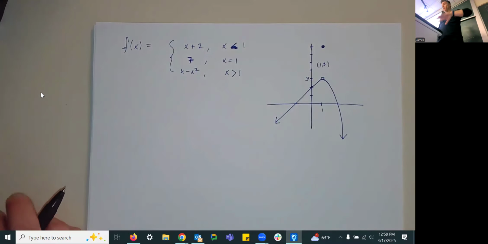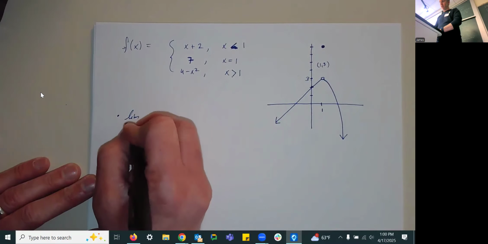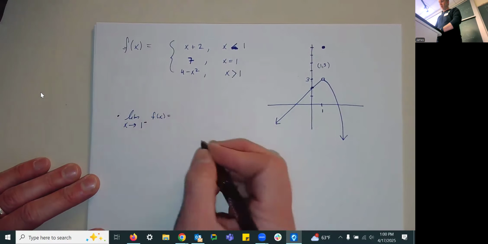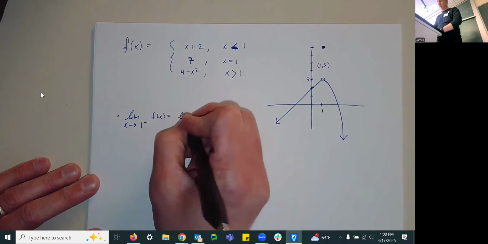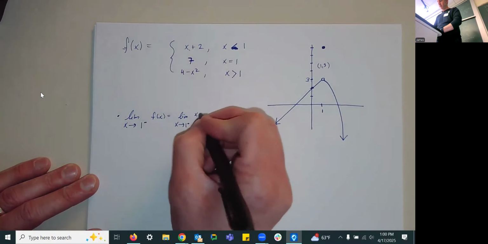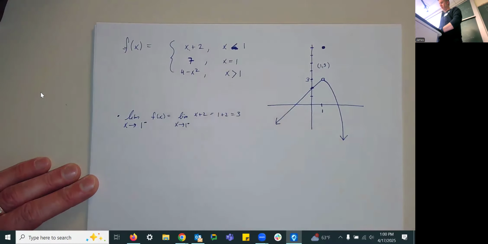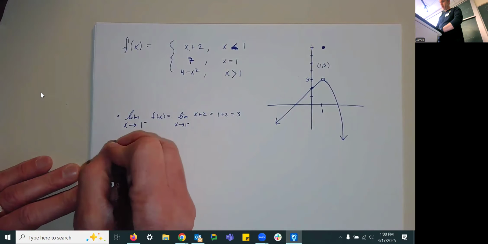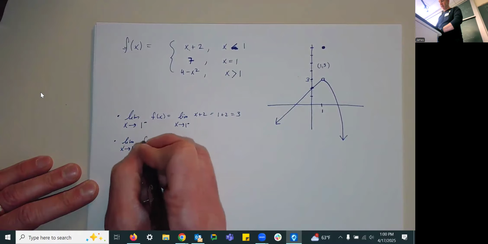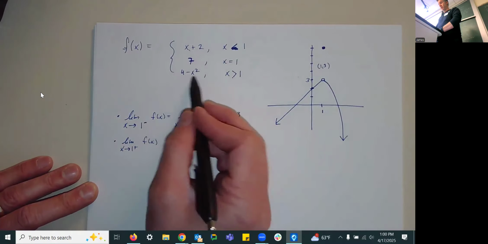Let's write it down. The limit as x approaches 1 from the left of f of x: we use the piece where x is less than 1, which is the x plus 2 part. We plug in 1, we get 1 plus 2, which is 3. Looking at the limit as x approaches 1 from the right-hand side of f of x, we use the piece of the function where x is larger than 1, which is 4 minus x squared.